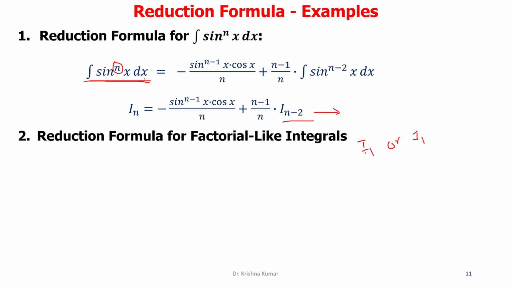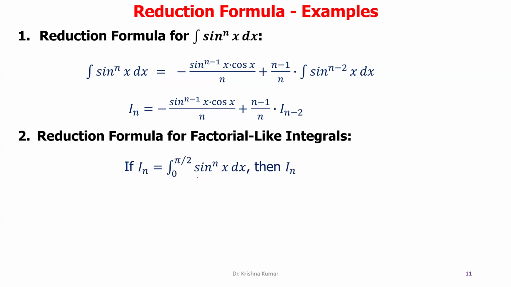Reduction formula for definite integrals. If In is equal to the integration of sin^n x dx under the limit 0 to pi by 2, then it can be written as In equals (n-1)/n times In-2. So again here, In can be reduced to the form of In-2.